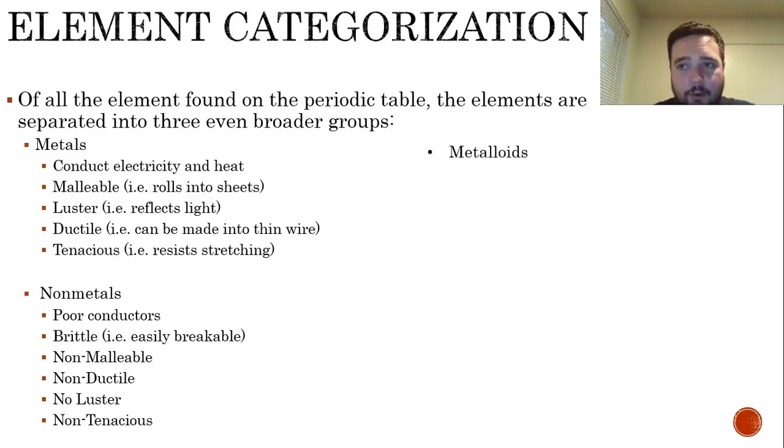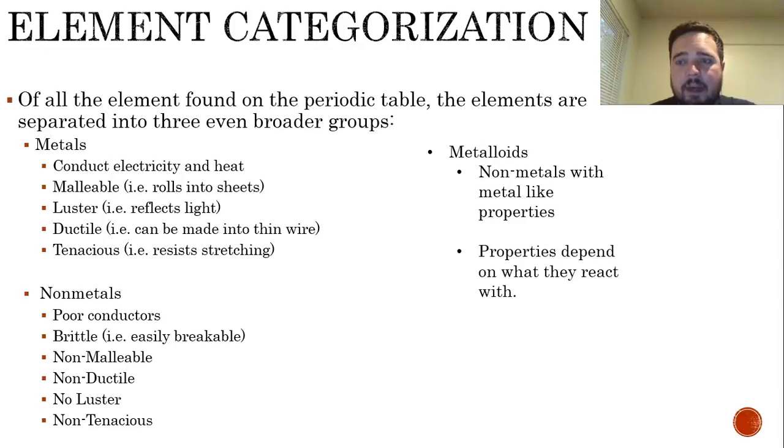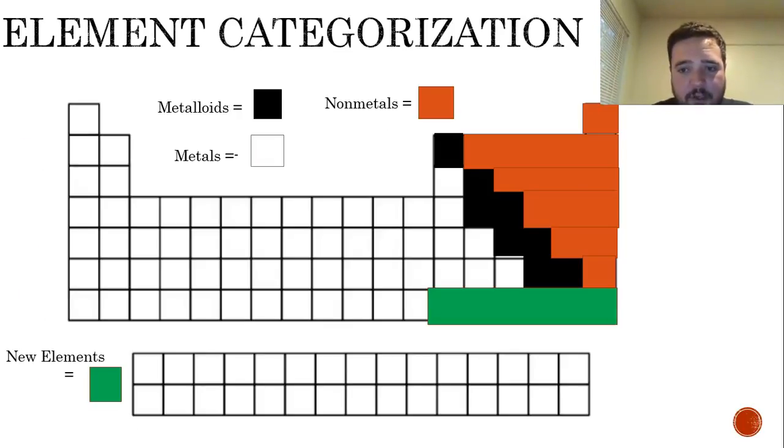Now, then we get to the third one, which is metalloids. They're like nonmetals, but with metal-like properties. So metalloids can be conductive, like metals, depending on what they're attached to. They could be poor conductors, depending on what they are attached to.